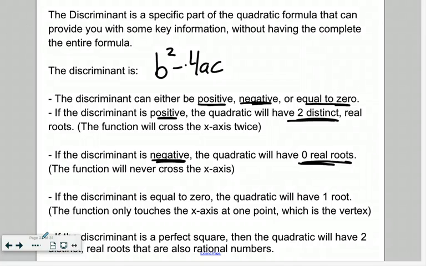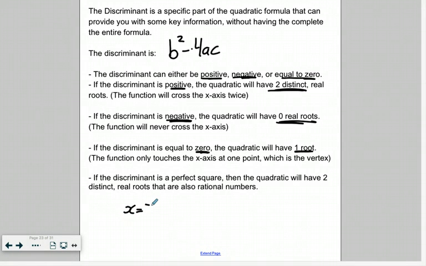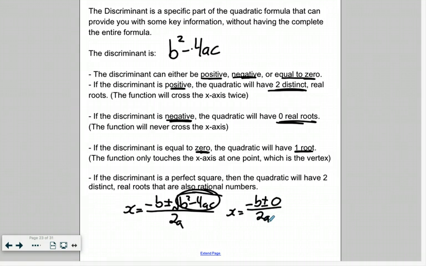If your discriminant is equal to 0, that means your quadratic is only going to have one x-intercept or one root, and it's going to happen at the vertex. Because when you look at that equation, negative b plus or minus the square root of b squared minus 4ac, all over 2a, if when we calculate this we get 0, you're going to get x equals negative b plus or minus 0 all over 2a. Negative b plus 0 is just negative b, and negative b minus 0 is also negative b, so you end up getting the same answer twice. That's why you only get one real root.